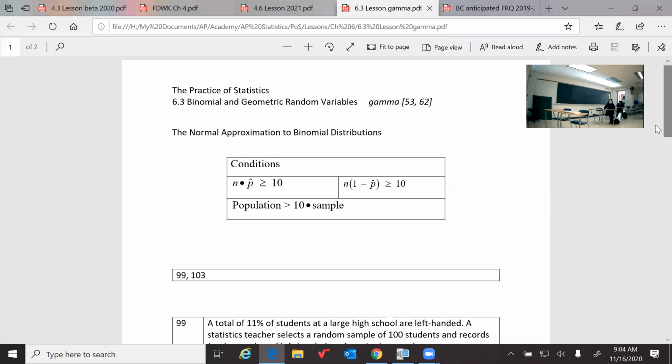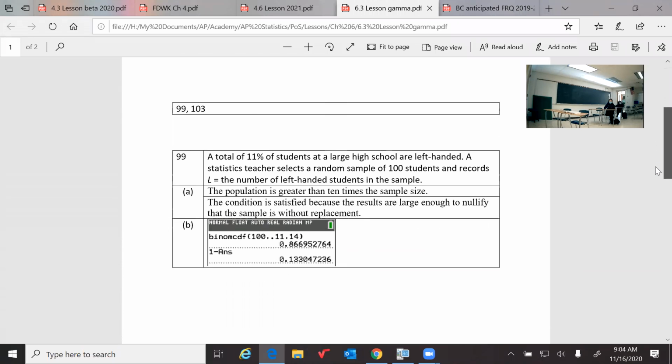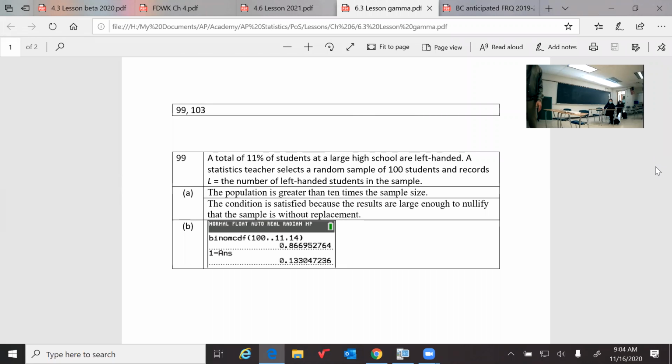Okay, so the data set for 99 and 103 is the same data set. We're talking about left-handed students in a large high school. 99 is doing the problem from a binomial distribution. Well, the actual data is discrete. You have to have a whole number of left-handed students. But 103, if it meets the conditions, we can do a normal distribution to approximate this.